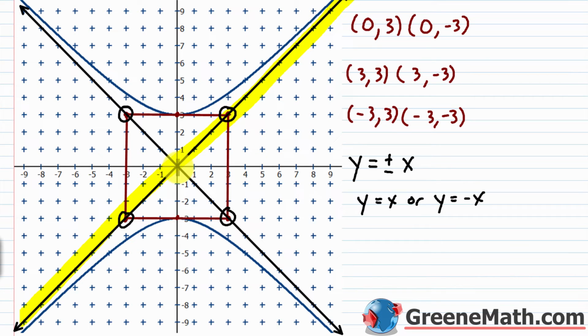So if I start at the origin, I go up 1, I go to the right 1, up 1, to the right 1, so on and so forth. Y equals negative x, that's going to be this one right here. Okay, that's y equals negative x.